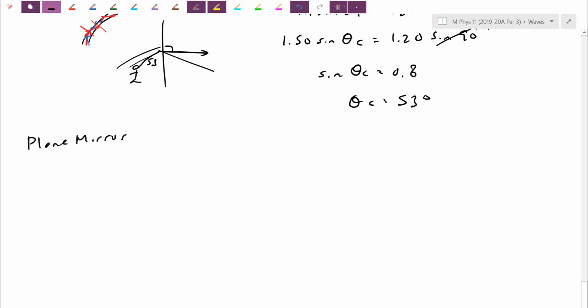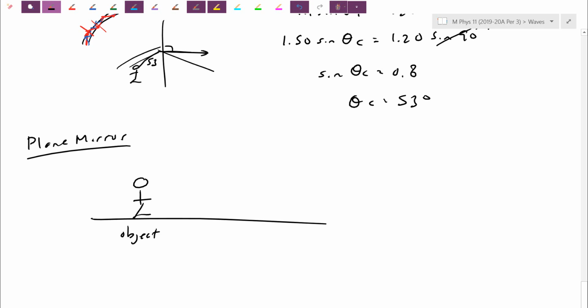For a plane mirror, for a flat mirror, remember here you are called the object. This could be a candle that's actually emanating light here. I can measure how tall you are as the height of the object. I can measure your distance to the mirror as the distance of the object, dO. Distance to the mirror is always going to be positive.